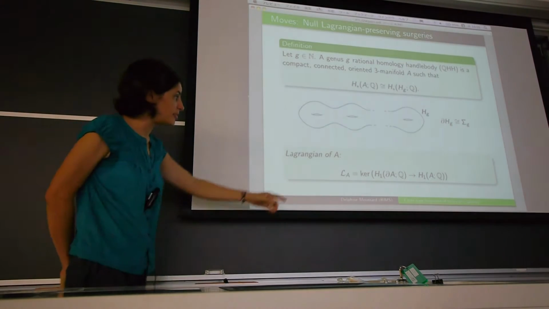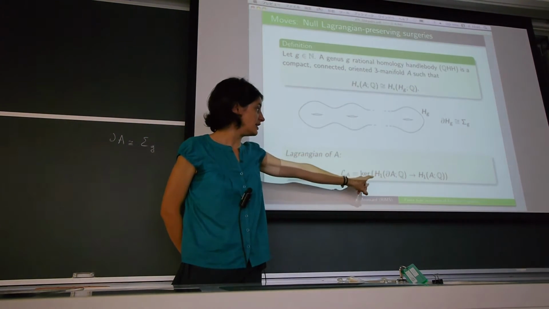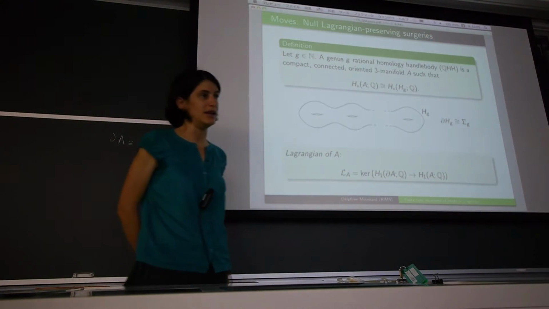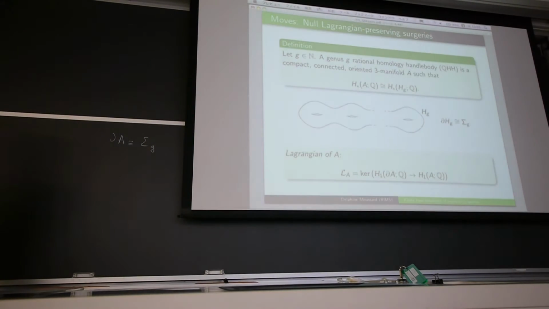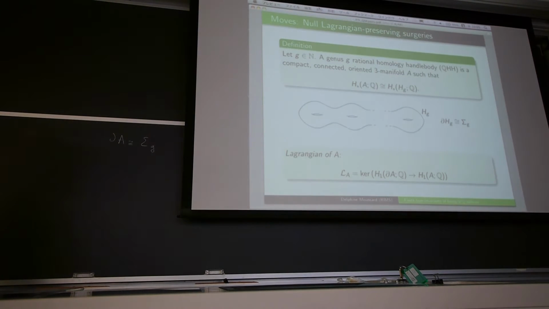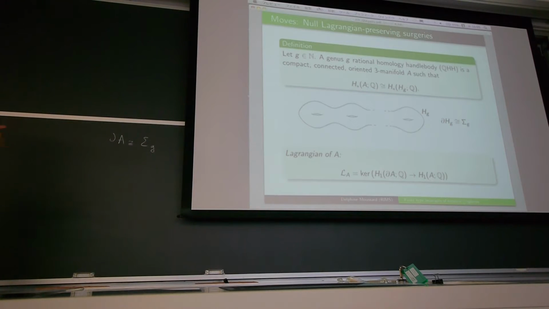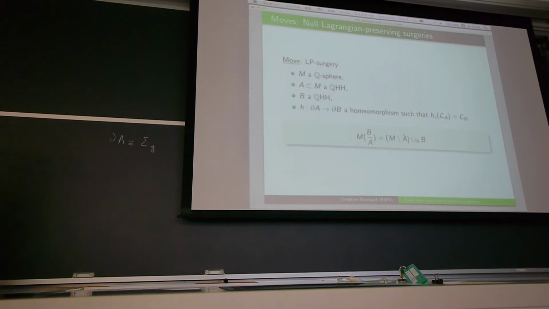And now we can define the Lagrangian of such a QHH. We consider the map between the H1 induced by the inclusion of the boundary of A in A, and the kernel of this map is called the Lagrangian of the QHH. Namely, the subspace of the H1 of the boundary generated by the classes of closed curves that, up to some multiple, bound a surface inside the QHH. So once we have this notion, we can define the move of Lagrangian preserving surgery on a three-dimensional manifold.